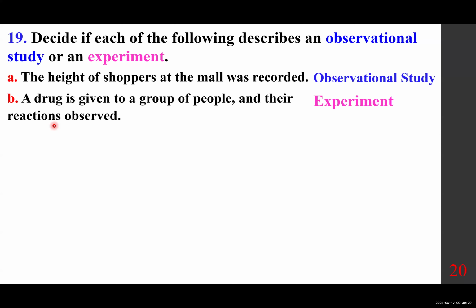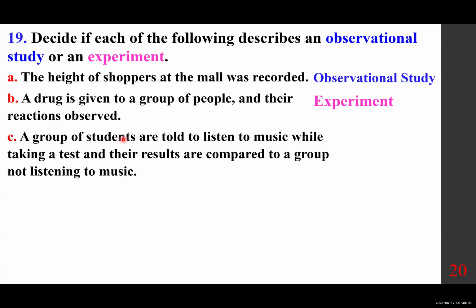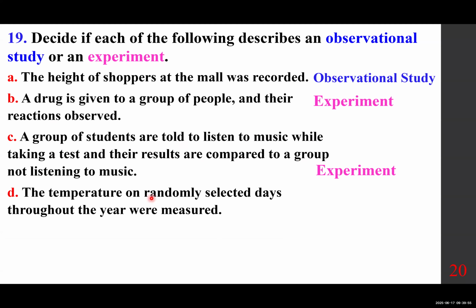So we are looking at the people who are taking the drug, and of course, it's being checked versus those who don't. A group of students are told to listen to music while taking a test, and the results are compared to a group not listening to music. Clearly, it's an experiment. The temperature on randomly selected days throughout the year were measured. We're just simply observing. It's an observational study.